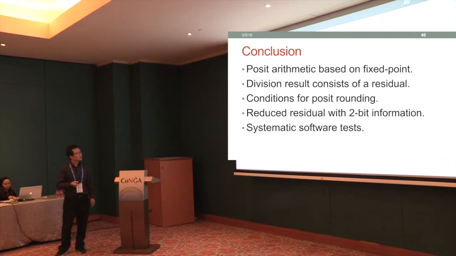So in summary, I have presented the posit arithmetic based on fixed point, and a division may incur a residue that may not be exactly represented in a posit number. And I presented the conditions for posit rounding. The reduced residue with 2-bit information is sufficient for posit rounding, and also systematic software tests. So even though we do not mathematically prove all our computations, at least we have very extensive software tests.